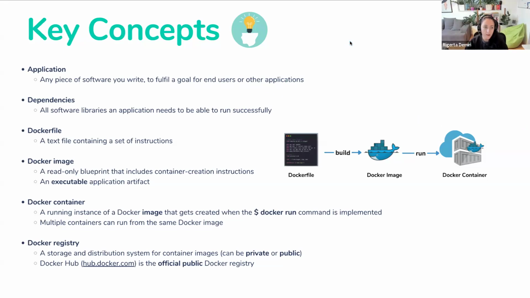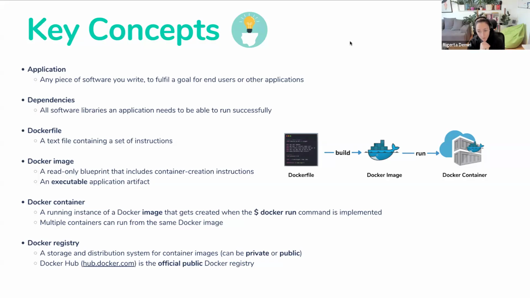Key concepts regarding Docker and Docker containers. An application, which we just explained what it is, dependencies, application dependencies. So all of the software libraries one application needs to be able to run, to be executable. A Dockerfile, that is a text file containing a set of instructions or a recipe for our Docker image. A Docker image itself. This is a bit tricky to understand as a concept, but once you write a Dockerfile, you have the definition for what your Docker image will be. So whatever you write in a Dockerfile will be what will be built as a Docker image.